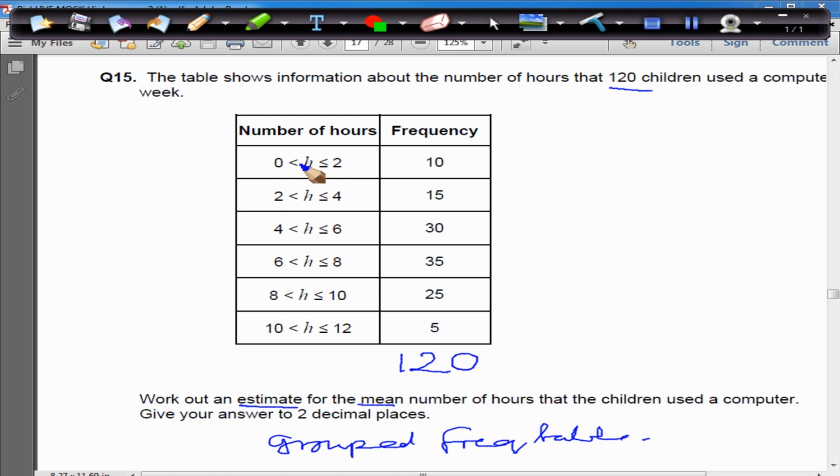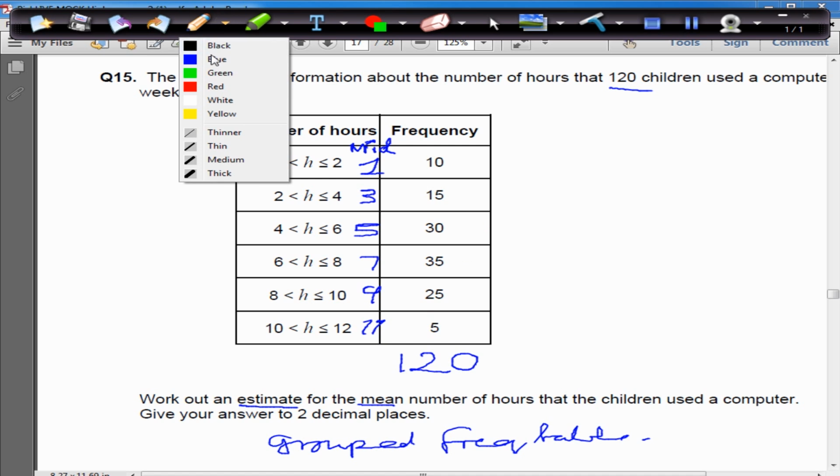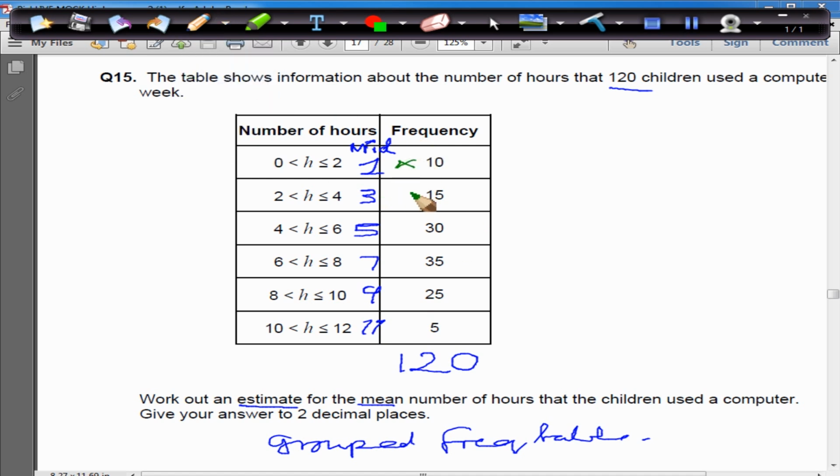Okay, done. Now, what we need to know from these 2 values here, this range 0 to 2, we need to work out what value? The midpoint. The mid value. So half between 0 and 2 is 1. Half between 2 and 4 is 3. Half between 4 and 6 is 5, and half between 6 and 8 is 7, and half between 8 and 10 is 9, and the last one is 11. So what we just worked out here is all the midpoints. Now what do we have to do? We have to multiply each of those by the frequency. We get an answer.